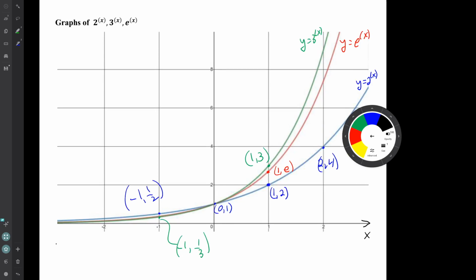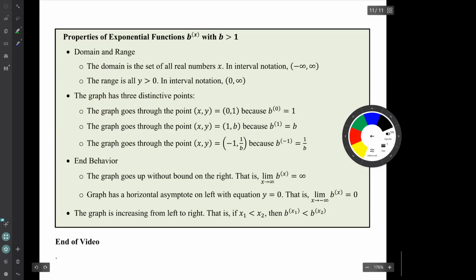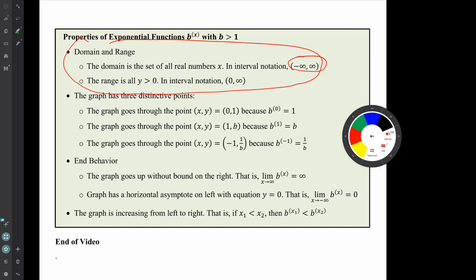Let's notice some other things. All these graphs go up on the right side, and all of these graphs have a horizontal asymptote on the left side. And also, all these graphs, as you go from left to right, the graph goes up. So let's put all these observations in a box. So I discussed the domain and range. The domain is the set of all real numbers. In interval notation, that would be denoted negative infinity to infinity. And the range is all positive y values. And in interval notation, that would be denoted parentheses 0, infinity.